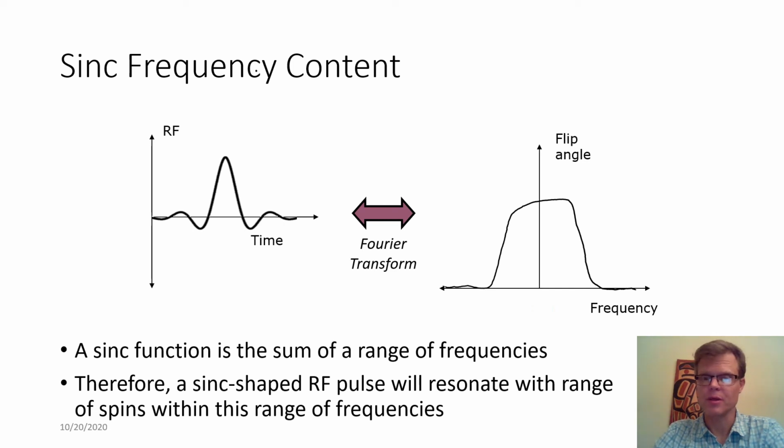Note I haven't drawn this to be a perfect rectangular function. The reason for that is that the sinc function is actually truncated in time. A true sinc function ripples like this forever and ever. That's not feasible because we don't have infinite time. So we have to truncate this sinc function and create some non-ideality where it's not a perfectly flat top here, but it's pretty close.